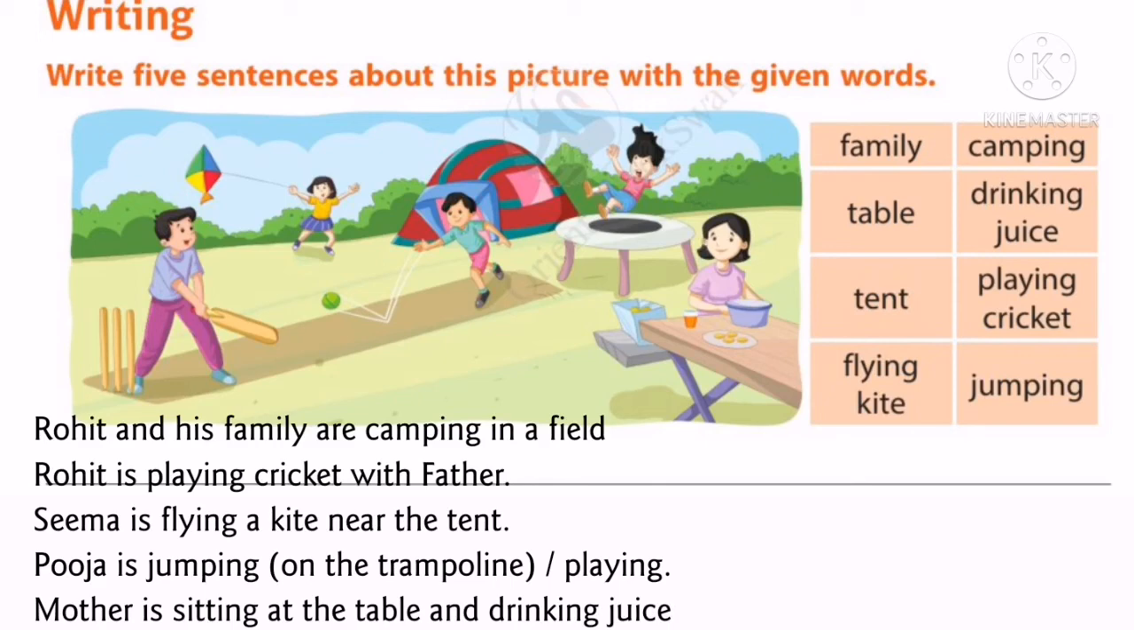Pooja is jumping on the trampoline, or she is playing there. Mother is sitting at the table and drinking juice. So children, you can write in your own words. Use simple words in sentences. Okay.